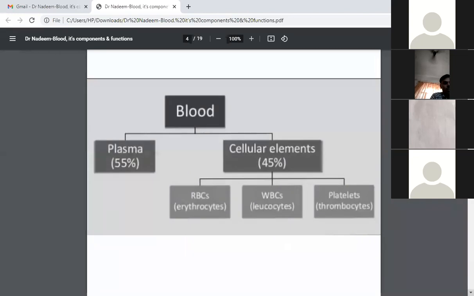Yes, sir. Now this is the differentiation of blood divided into plasma, that is the non-cellular part, while the cellular part is described here as cellular elements. Plasma comprises about 55% of the blood, while the cellular part comprises about 45% of the blood. The cellular part is again differentiated into three types: RBCs, red blood cells; WBCs, white blood cells; and platelets. RBCs are also known as erythrocytes. WBCs are also known as leukocytes, while platelets are also known as thrombocytes.